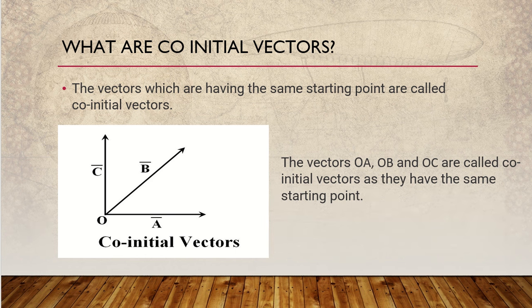In the picture, you can observe that there are 3 vectors from the same starting point O. Those are vector OA, vector OB and vector OC. These 3 vectors are having the same starting point O. Hence, these 3 vectors are known as co-initial vectors. Therefore, the vectors having the same starting point are called co-initial vectors.